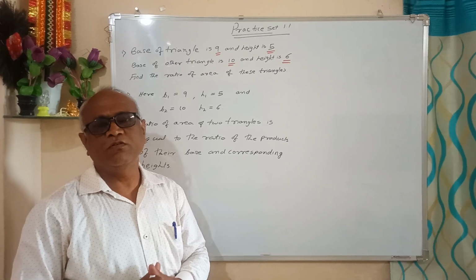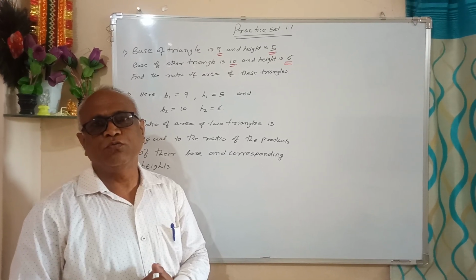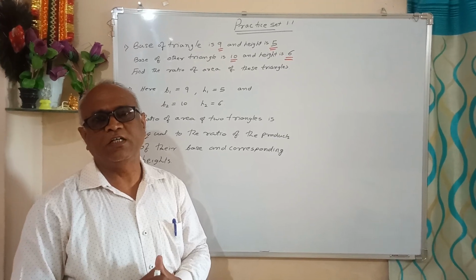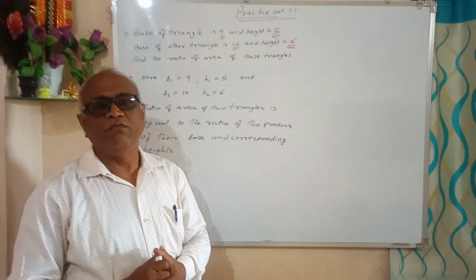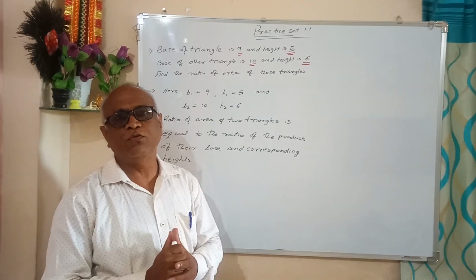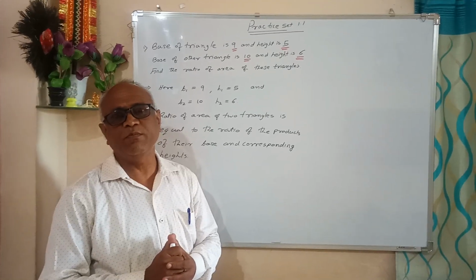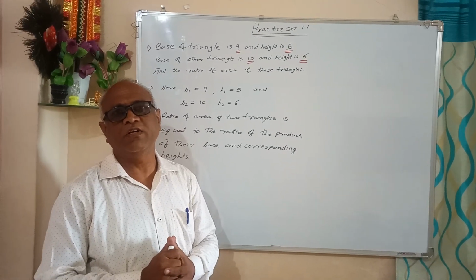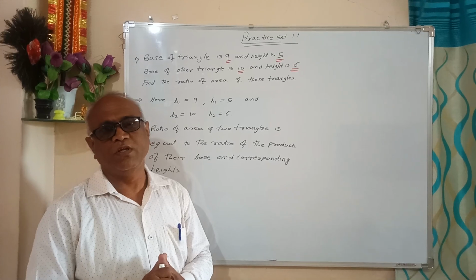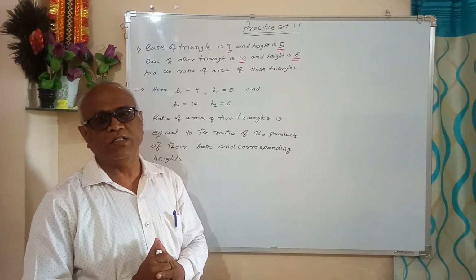In the last video, we saw, in standard 10th Maths 2, from the chapter Similarity, that is chapter number 1, the ratio of the areas of two triangles under two conditions: first, when the height is the same, and second, when the base is the same. By using that, now we are going to see practice set 1.1.